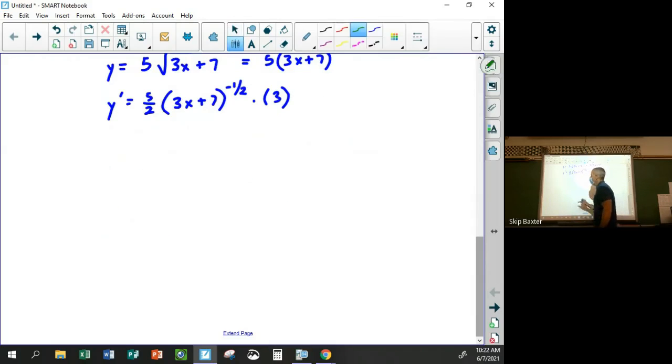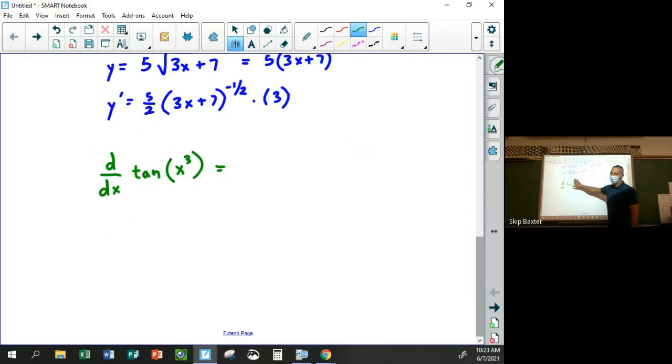If I had, find the derivative of tangent of x to the third power. Well, it's tangent something. Its derivative is secant squared something. So this is going to be secant squared x cubed times 3x squared. This is making sense?